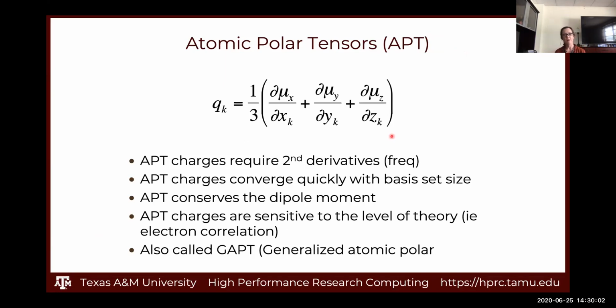Okay, so just real quick, there's something called atomic polar tensors. You only get them with frequency calculations because it requires the second derivatives. I just want to mention really quick that this does not conserve the dipole moment. Sometimes you get really crazy partial charges. On very electronegative atoms, they'll become positive. So it's generally not heavily used in the literature. Okay? And you only get them with frequency calculations.